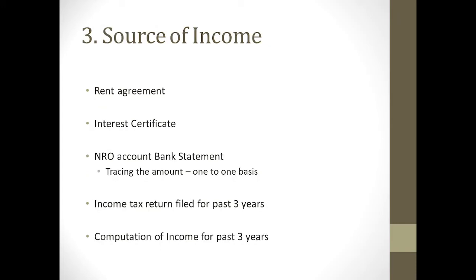Now the third document, source of income. As we have to show the bank what is the source of income. So first, if you are getting some rent, you can show the rent agreement. Yes, this is the rent agreement with my tenant, and I am earning this amount of rent every month. So I am transferring this amount from NRO to NRE. Same like interest certificate, if you are earning interest, you can show the interest certificate.